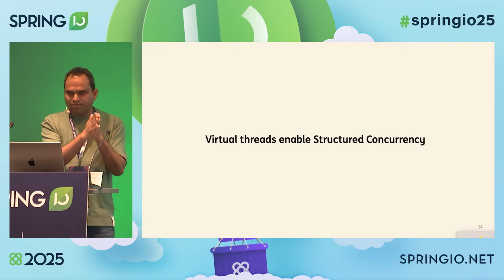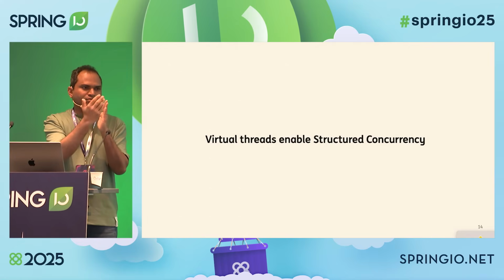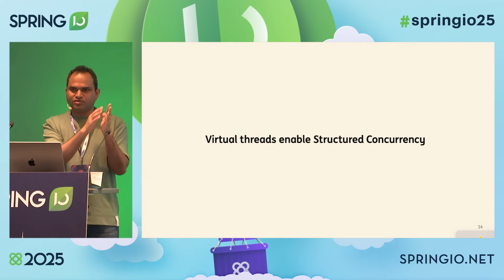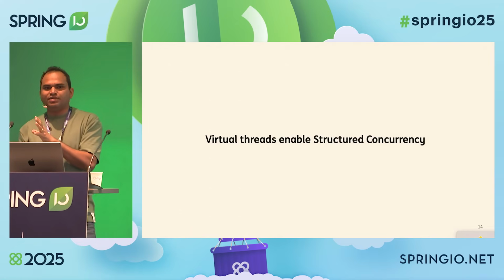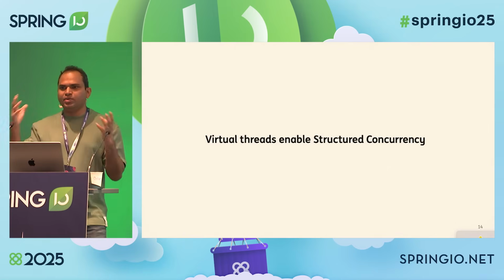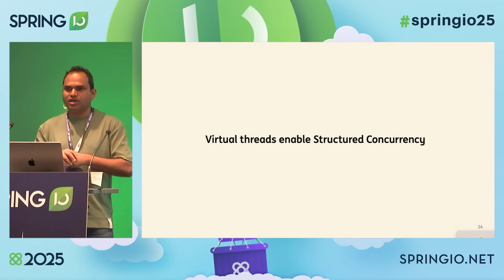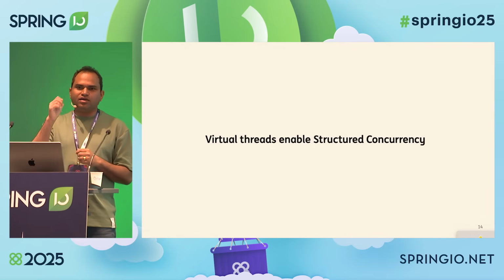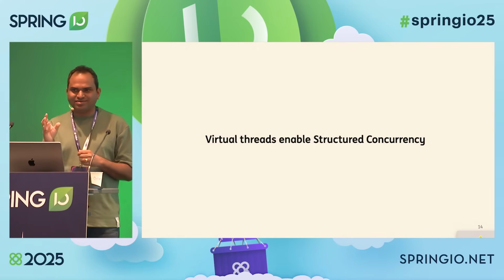In fact, we look at a platform thread as a representation of a process, and then we submit multiple tasks to it. With virtual threads, that limitation is not there. We can create many virtual threads, quite a large number of them. In fact, we can create a new virtual thread for every task.